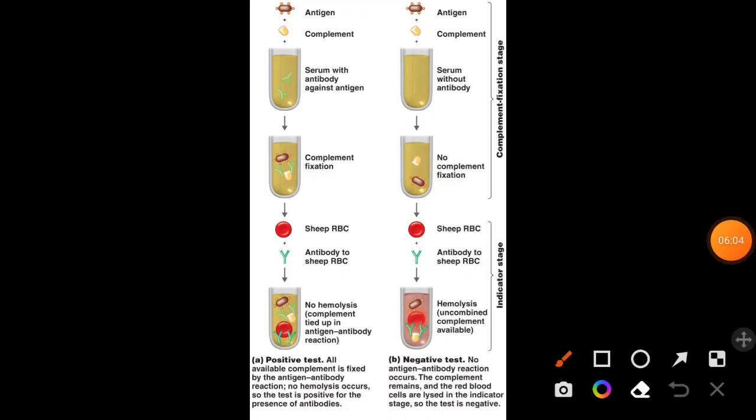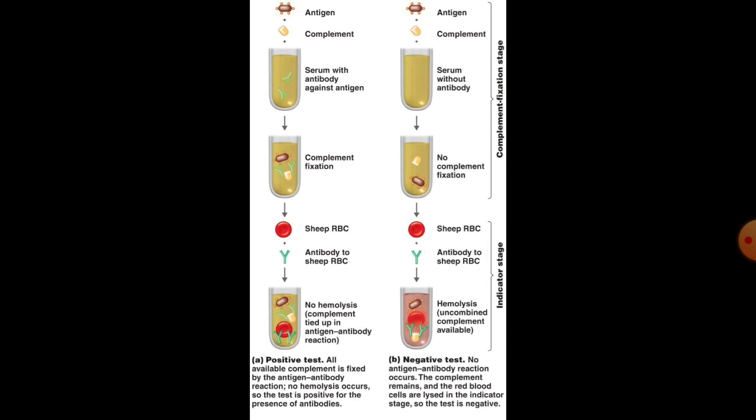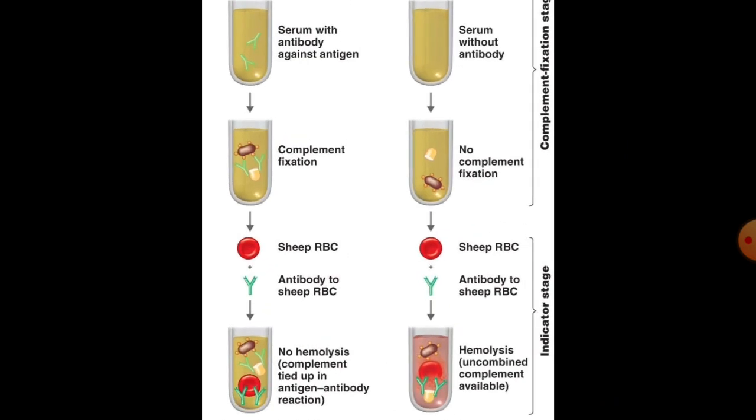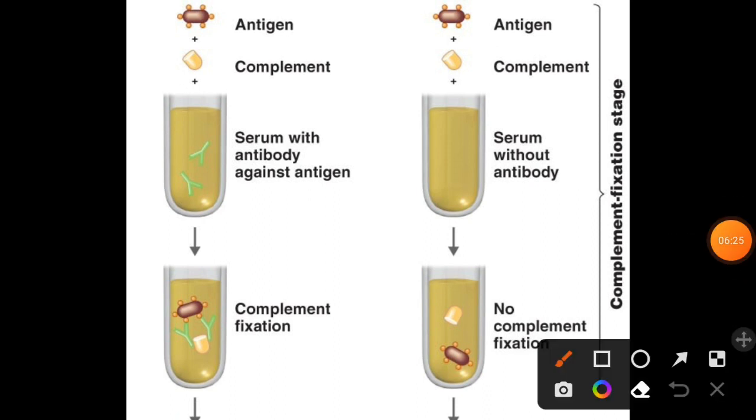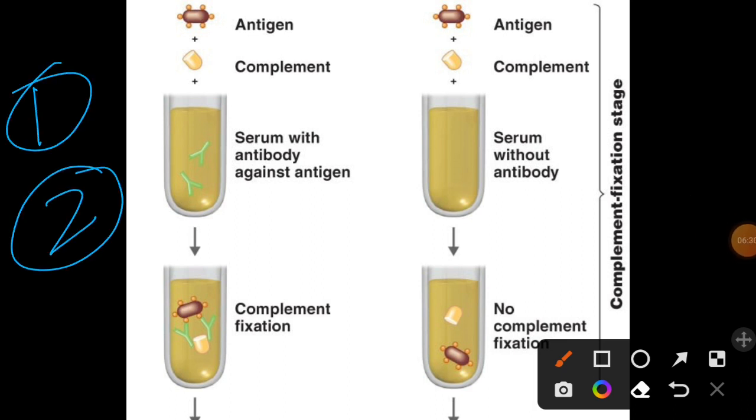So the complement fixation test consists of two stages. One is the complement fixation stage, another one is the indicator stage. Here we will perform one positive test and one negative test. Suppose we are considering both cases: we have two patients, we don't know who is infected, and we are performing two complement fixation tests. So we have taken a test tube for patient 1, and we have added antigens and complement.